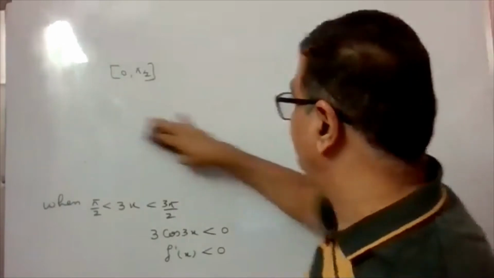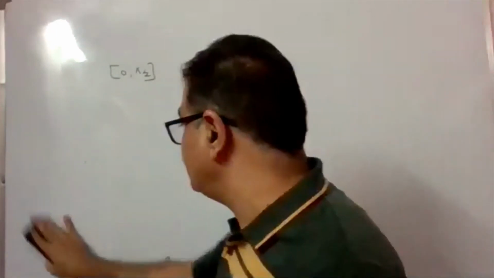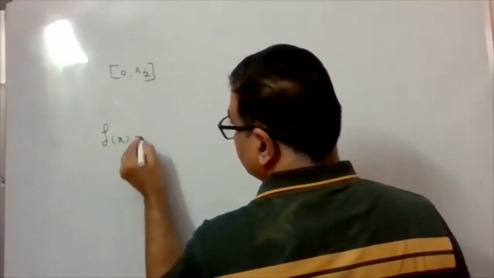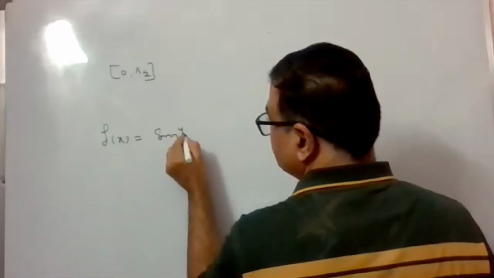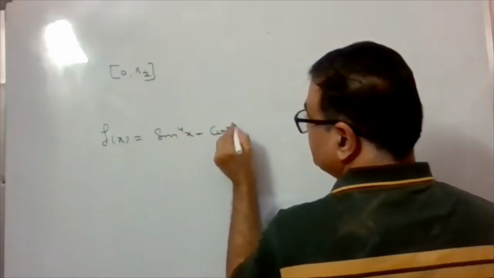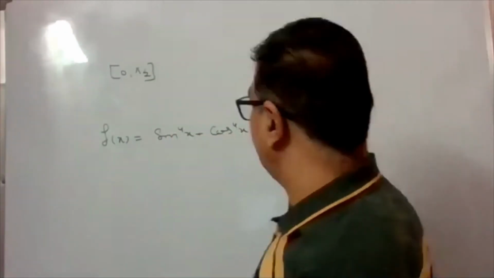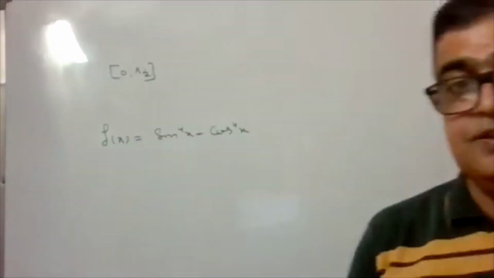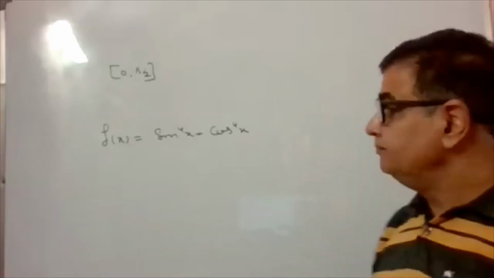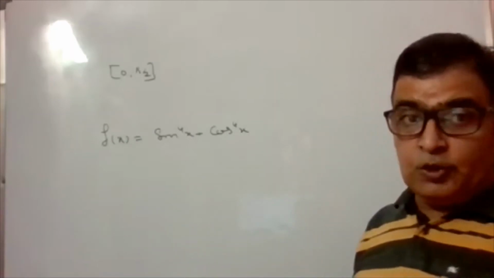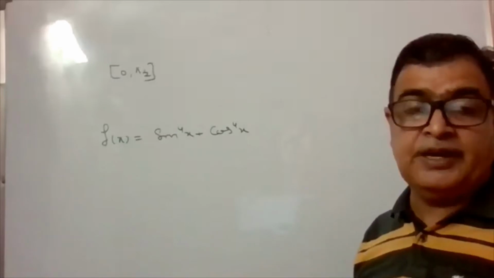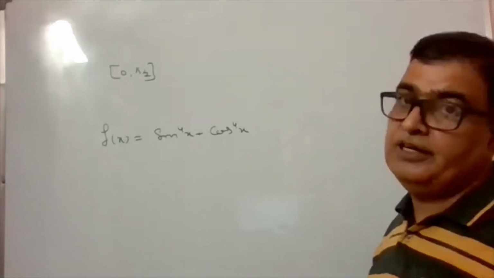Separate the interval 0 to pi by 2 for which the function f(x) equal to sin power 4x plus cos power 4x is increasing or decreasing. Interval is 0 to pi by 2, f(x) is sin^4 x plus cos^4 x. Find out the interval where it is increasing, where it is decreasing.